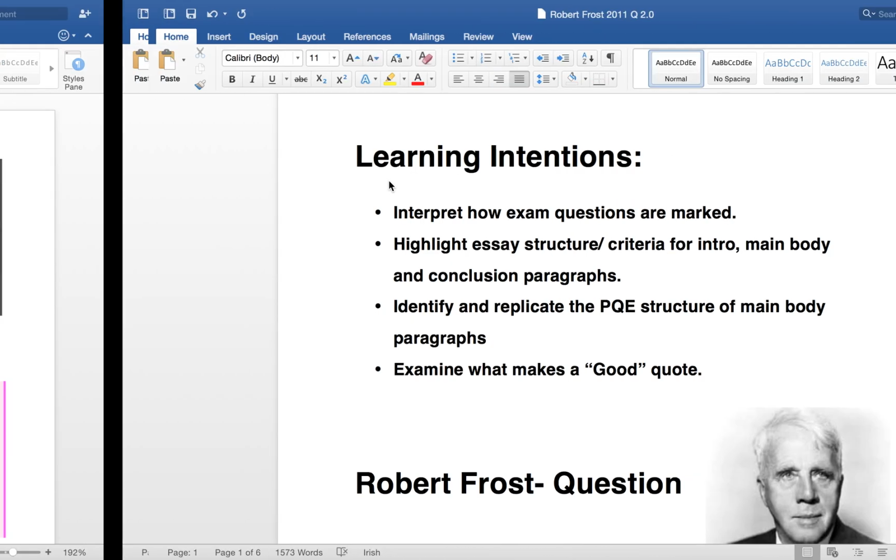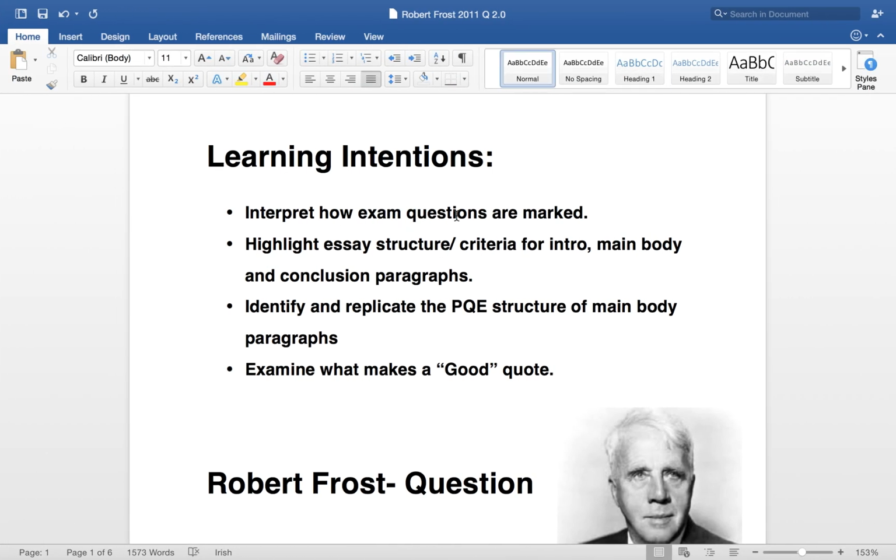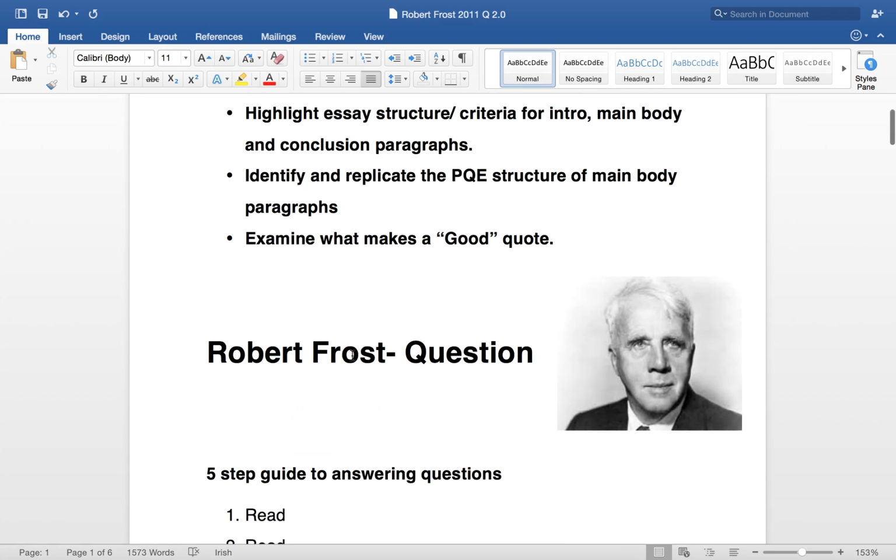Okay, so today what we're going to be trying to do is have a look at Robert Frost's question. I'm going to preface this by saying that I'll be giving you a question to do through Teams, and the deadline for that will be at midnight on Sunday. Okay, so that's this Sunday. We'll get the date in a moment. You'll see it through Teams anyway.